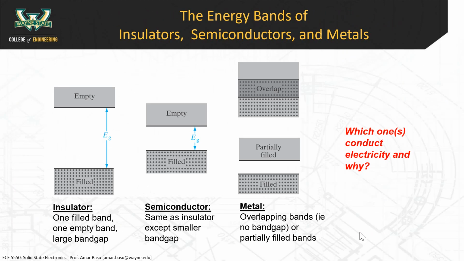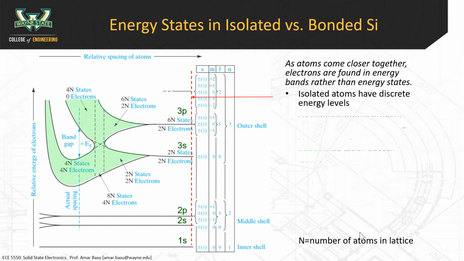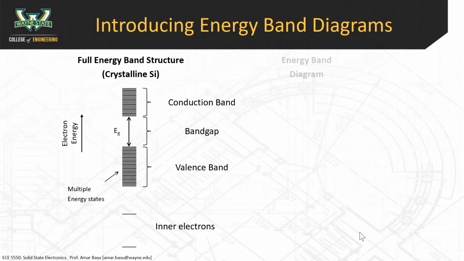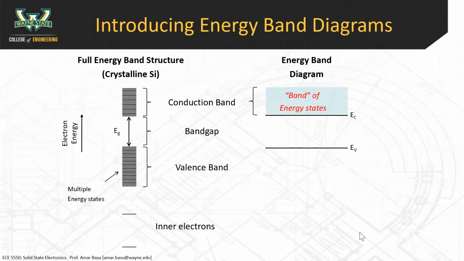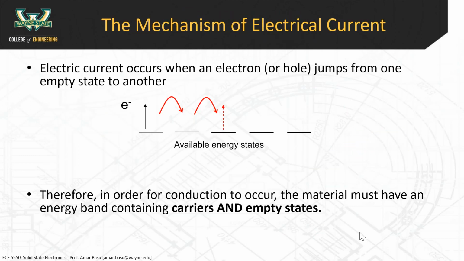We started off this module by saying that solid materials have different band structures, and those band structures result in energy band diagrams, a continuous band of energy states. The key thing about those energy states is that electrons can move within a band. So if you had a band that had electrons and it also had available states, then the electrons can move. And if the electrons can move, then you have a conductive material.